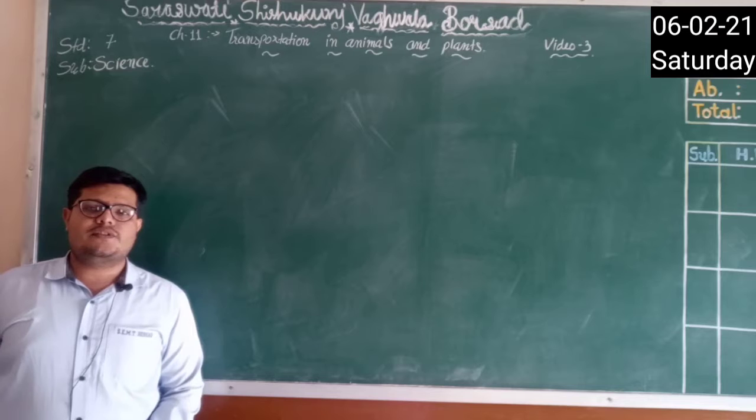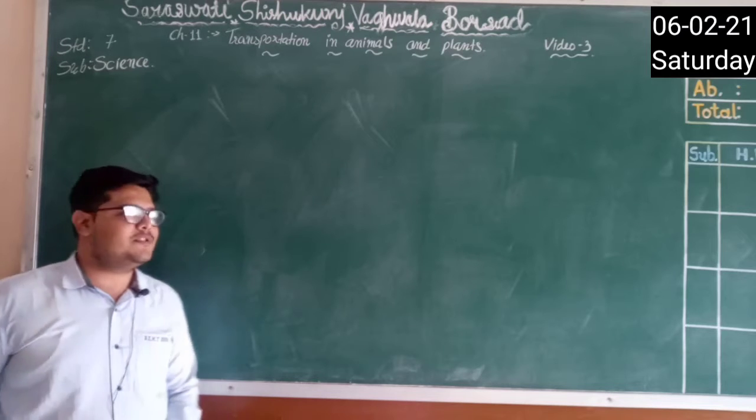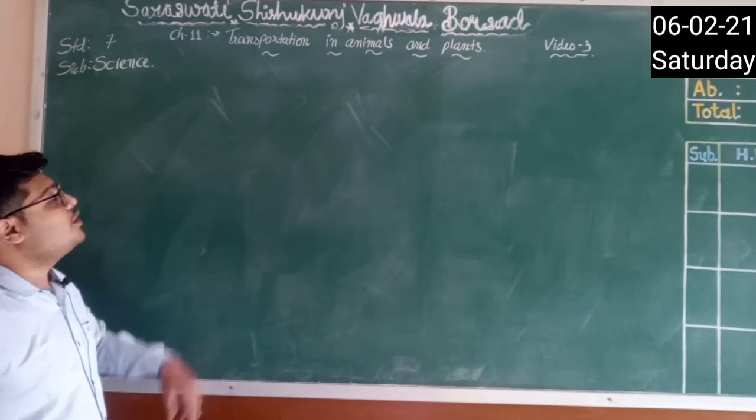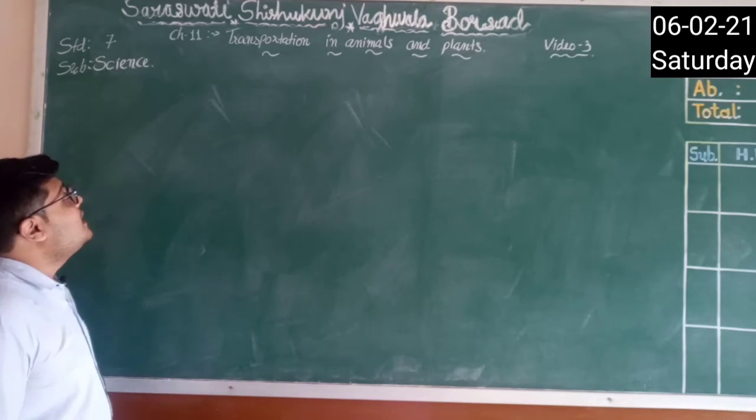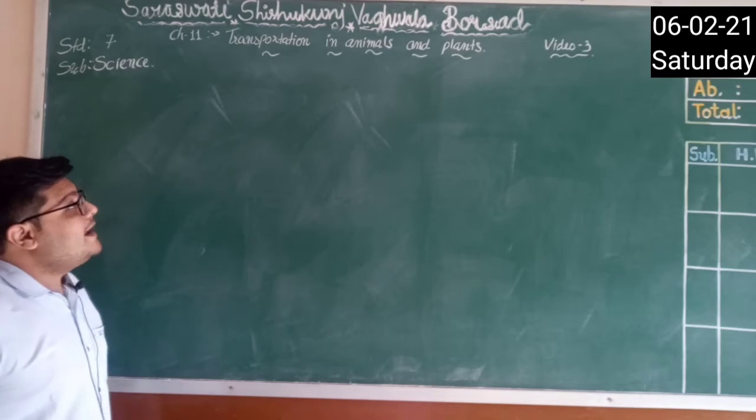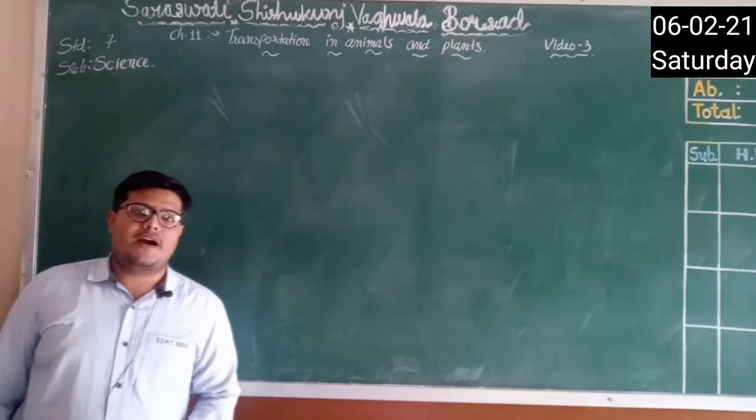Jai Hind, Saraswati Sisukunj Vagwala Borsad, English Medium, Standard 7, Subject Science, and we are continuing with Chapter number 11, that is Transportation in Animals and Plants. This is video part 3.